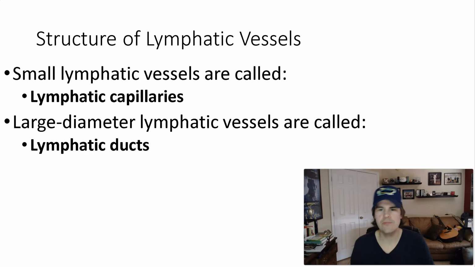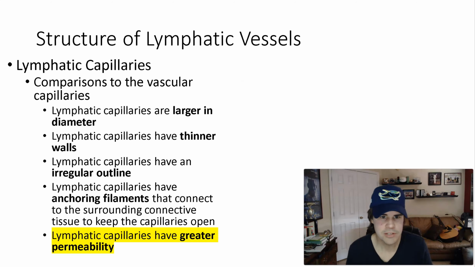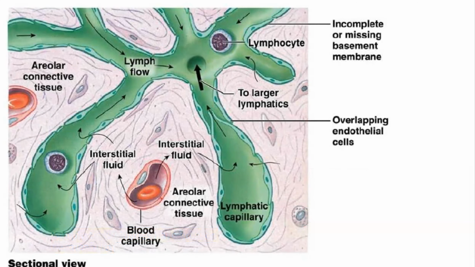So, structure of lymphatic vessels. Small lymphatic vessels are called lymphatic capillaries. So capillaries always mean little, smaller tubes. And large diameter lymphatic vessels are called lymphatic ducts. And so the lymphatic capillaries, I'm going to put a picture right here and zoom in to show you what they look like.